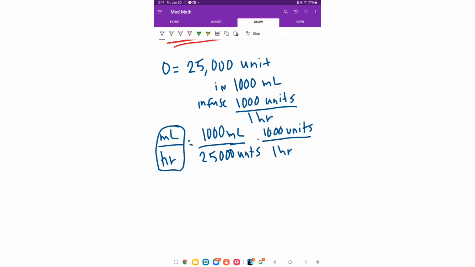Okay, here's the setup for the next one. Order is heparin 25,000 units in 1,000 milliliters of 0.9 normal saline to infuse at a rate of 1,000 units per hour. How many milliliters per hour will be set on the infusion pump? So I already know this will be the first thing that I write down.